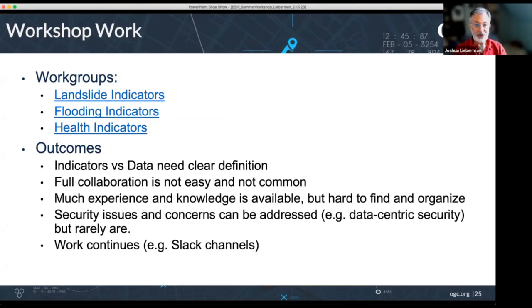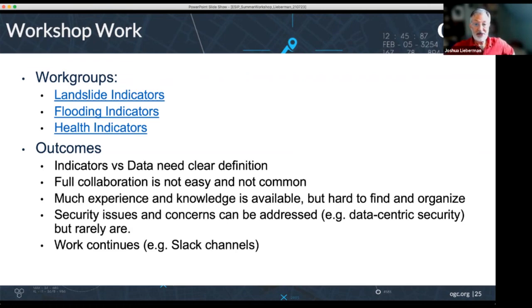So here are some of the outcomes. Indicators versus data needs clear definition. Full collaboration is not easy and not common. And a lot of experience and knowledge is available, but it isn't really organized as I showed you there. And the work continues.